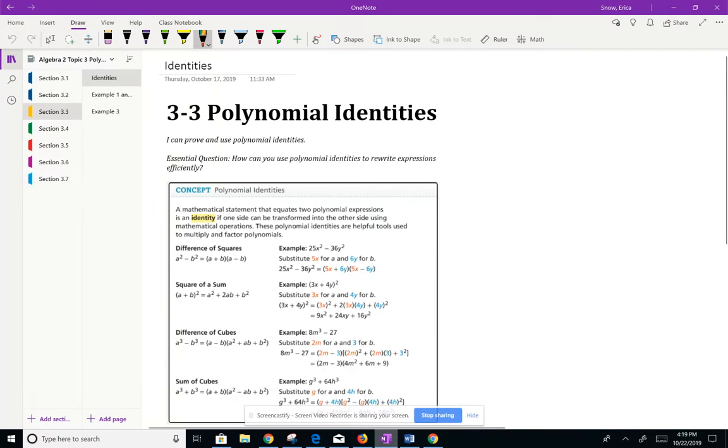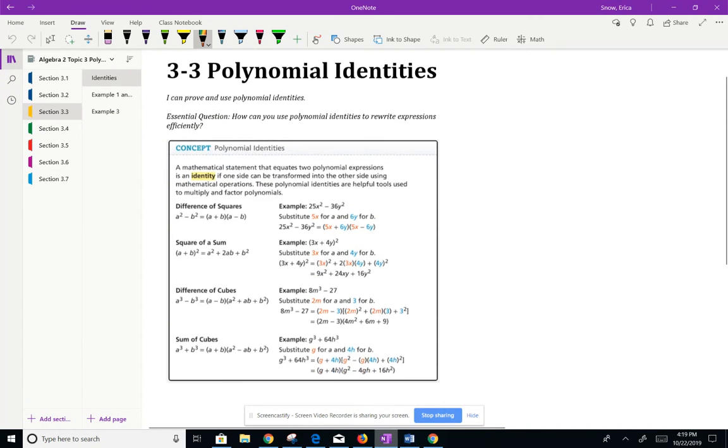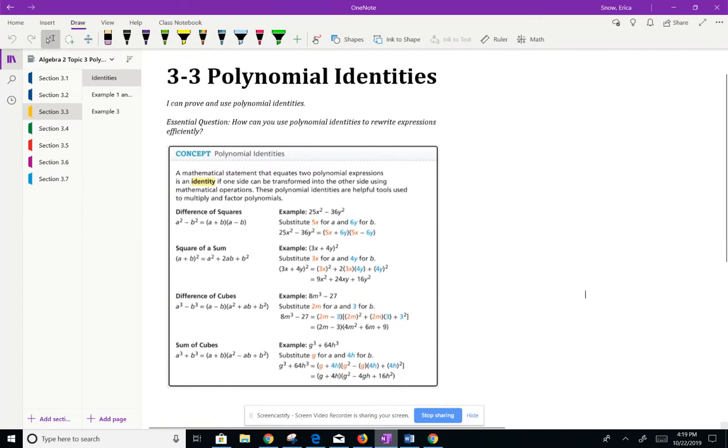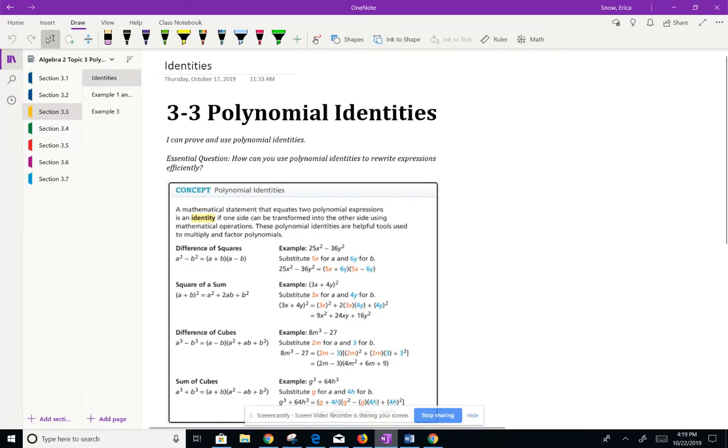Hello, students. Today we are talking about polynomial identities. And these identities are used mostly to factor polynomials, obviously, not quadratics. We've talked about factoring quadratics. Now we're going to be factoring things that have cubes in them. And basically, the best advice I can give you is you've got to have these memorized.